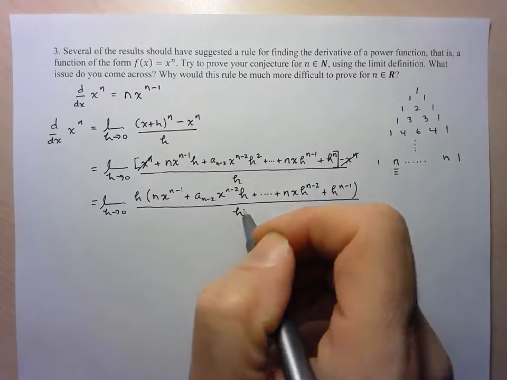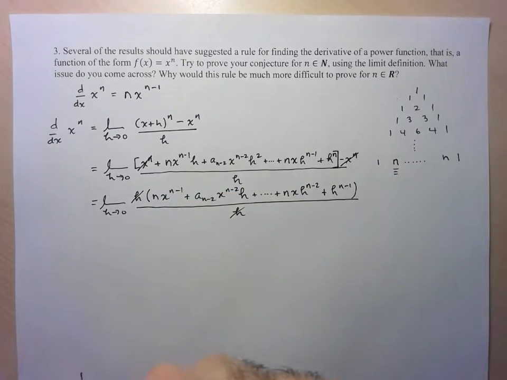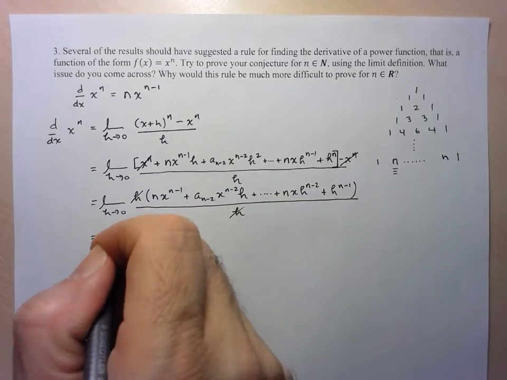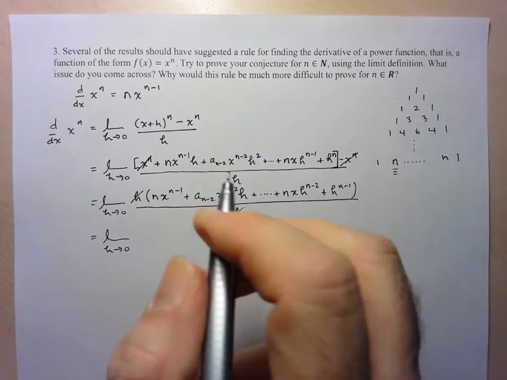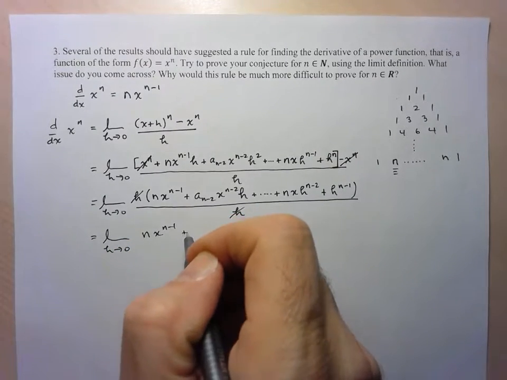Okay, and now we have exactly what we were hoping for. This h here reduces with that h there, and now I'm just left with something for which I could take the limit. Okay, so I'll just write it out quickly here.